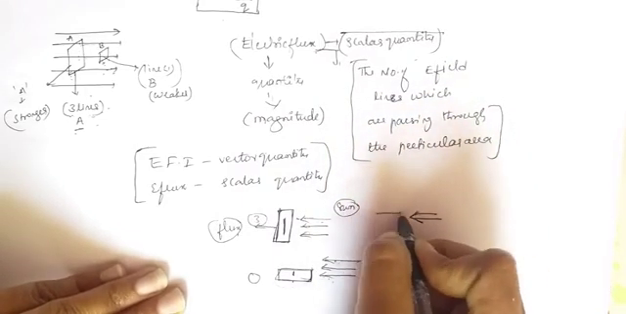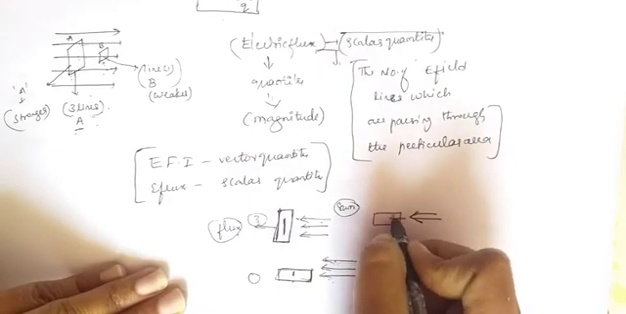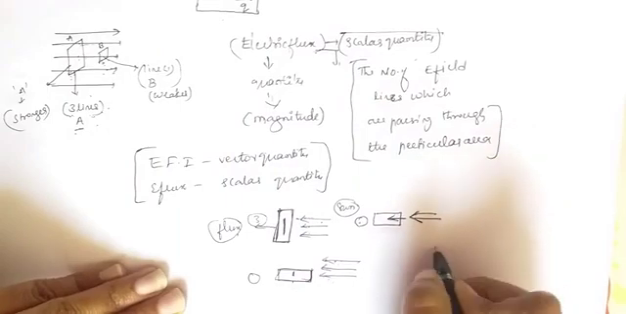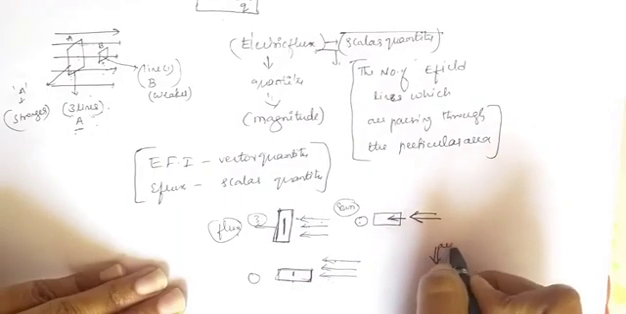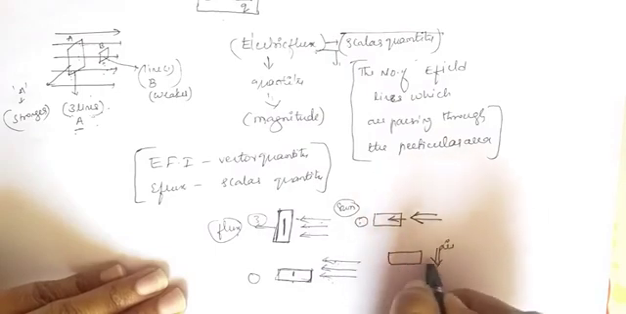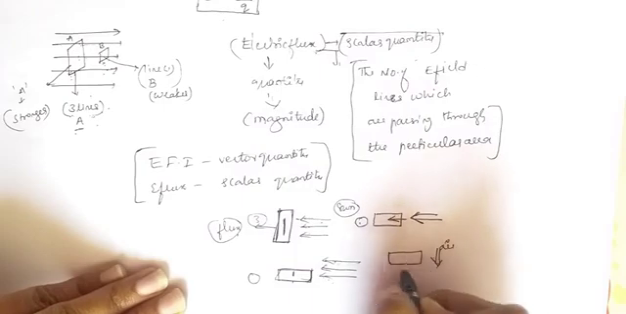If I am placing the window like this, the rays will enter, and here we are getting some flux. If the ray direction is like this, and I place the window like this, then there is no flux entering through this area. So here the flux is zero.